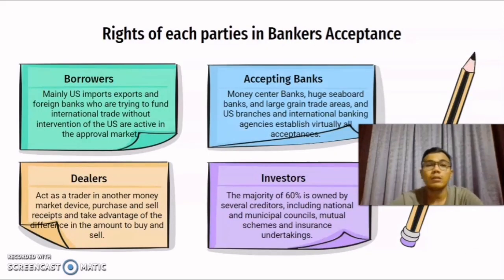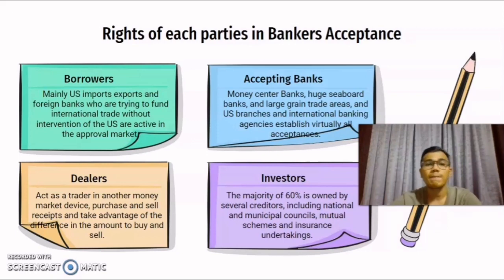Okay, next I would like to explain about the role of each party in bankers' acceptance. It involves four parties, which are borrowers, dealers, investors, and accepting banks. So firstly, borrowers. It's mainly US importers and exporters, and foreign banks who are trying to fund international trade without intervention of the US, and they are active in the acceptance market. Next is accepting bank. Money center banks, huge seaboard banks, large regional trade areas, and US branches and international banking agencies establish virtually all acceptances.